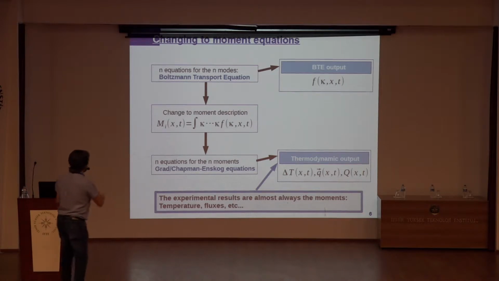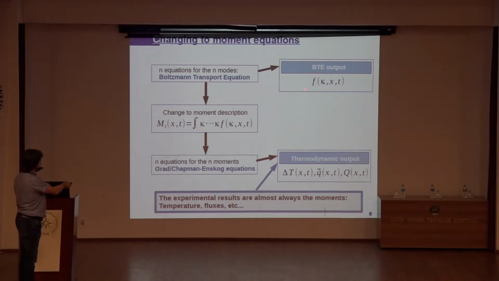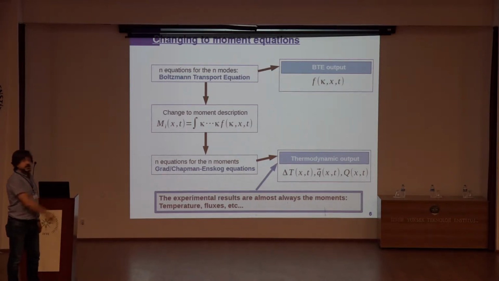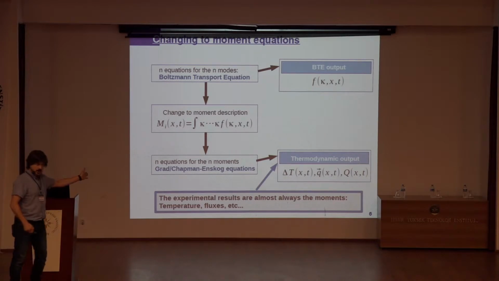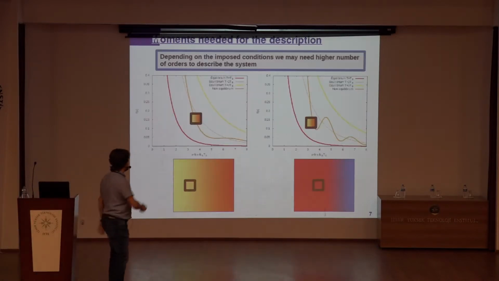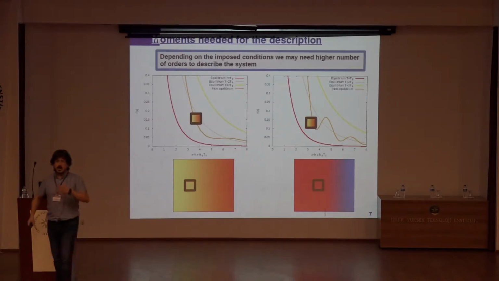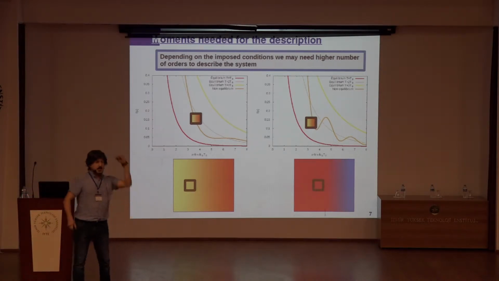Okay, let's start first. We work with the BTE equation. We change to the moment description, and instead of working with n equations for the n modes, we work with n equations with the n moments. So you can get n equations relating all these moments. Now we are going to see the structure. And this is what I was talking about. Not all the moments appear at the same time.